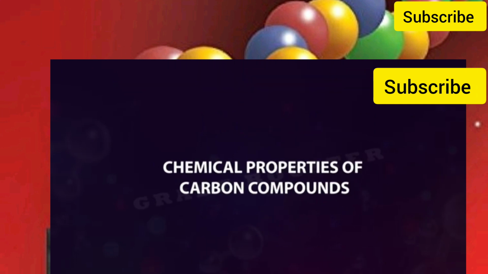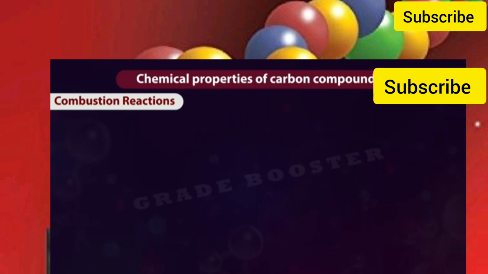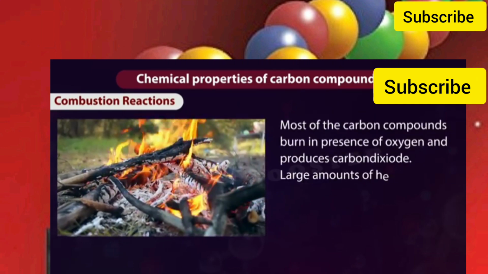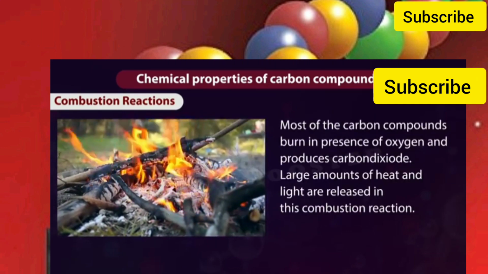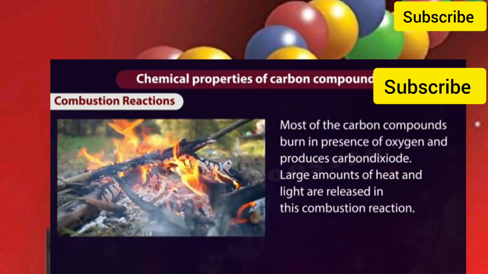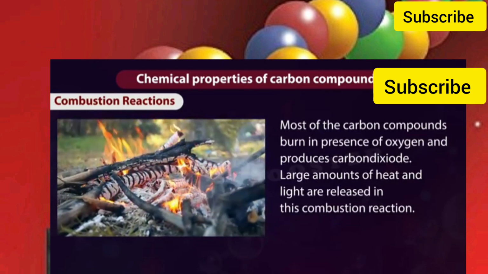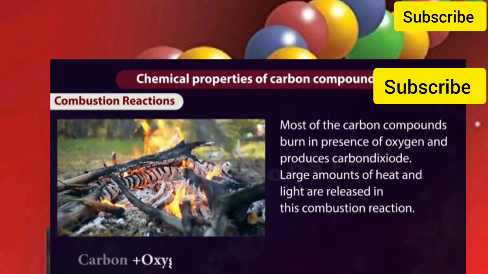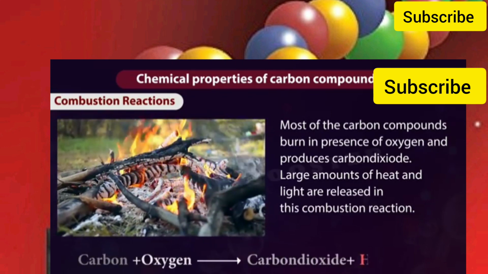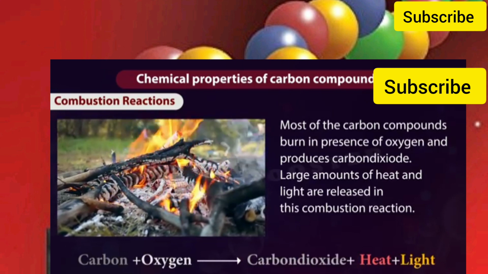Chemical properties of carbon compounds. Combustion reactions. Most of the carbon compounds burn in the presence of oxygen and produce carbon dioxide. Large amounts of heat and light are also released in this combustion reaction. Carbon plus oxygen gives rise to carbon dioxide plus heat plus light.